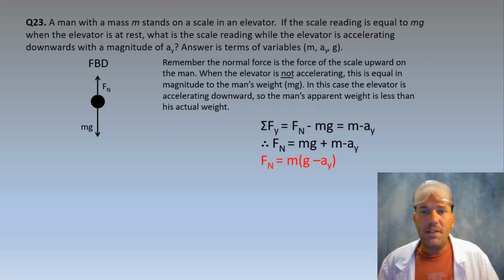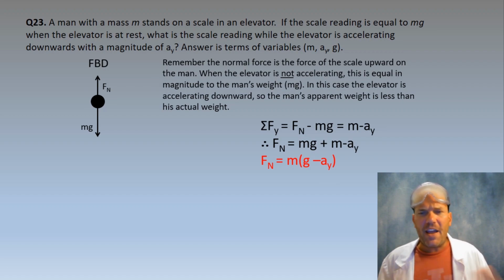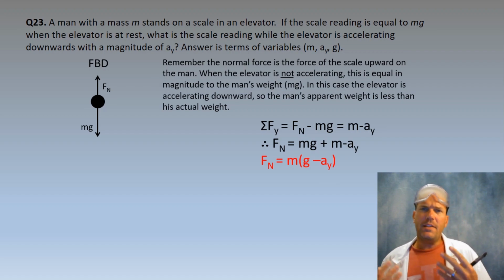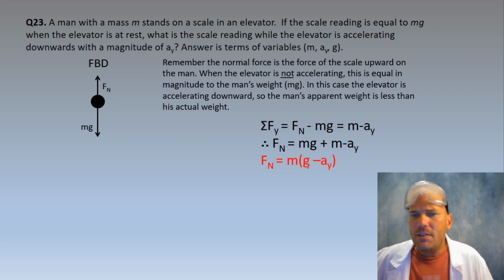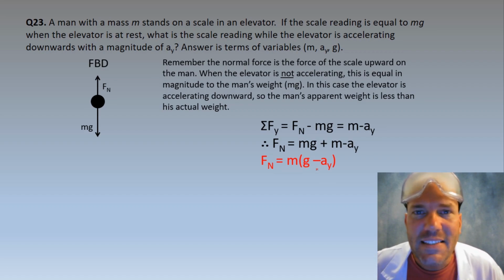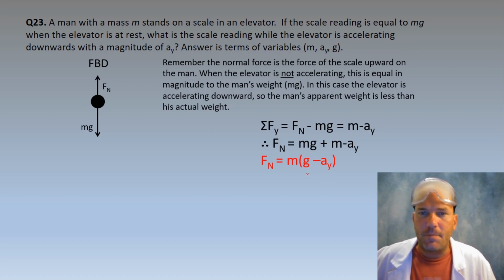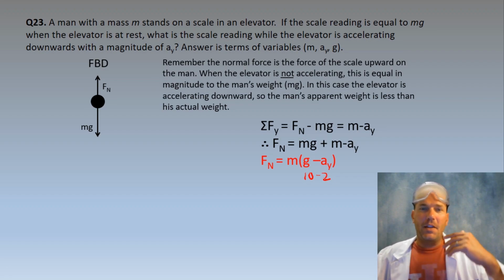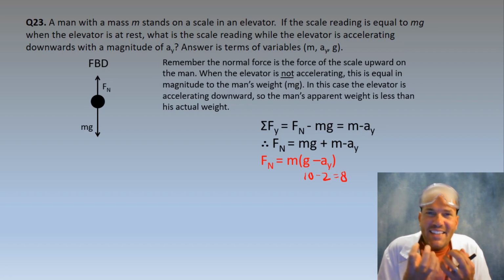So force normal in this case, if we add mass gravity to both sides, we get this expression. If we factor out mass, we get that force normal is equal to the mass multiplied by the acceleration due to gravity minus the acceleration of the elevator. So we're subtracting something. If this is 10 and we are subtracting 2, let's say, if it's accelerating 2 meters per second down, then we're getting a smaller number, 8. And so force normal is less than.